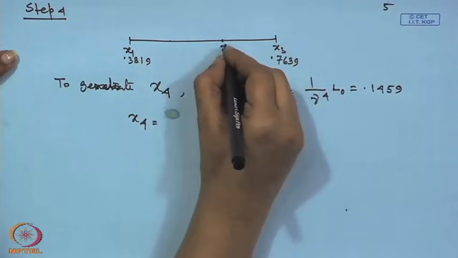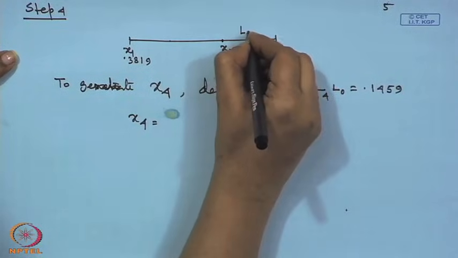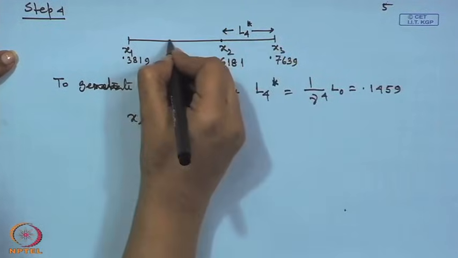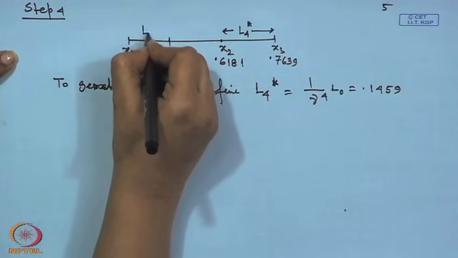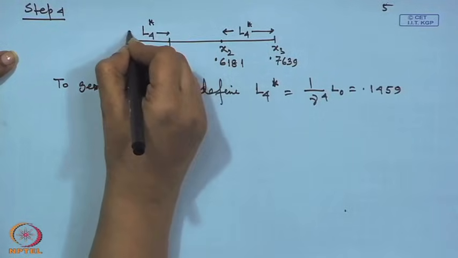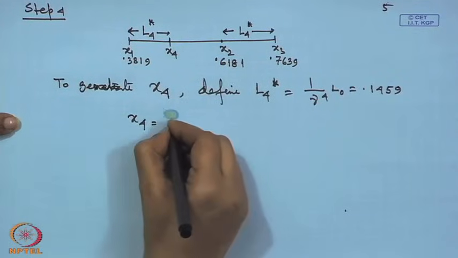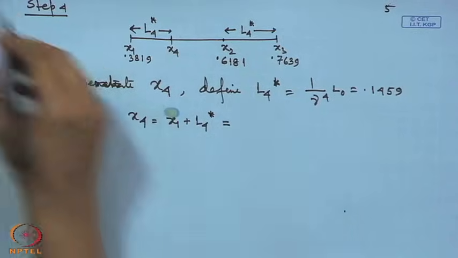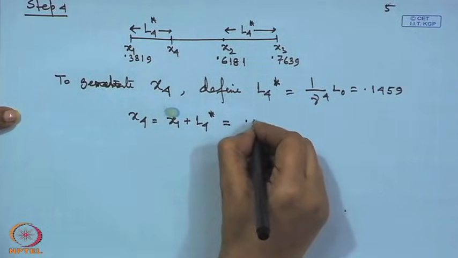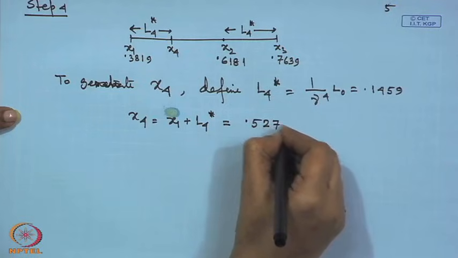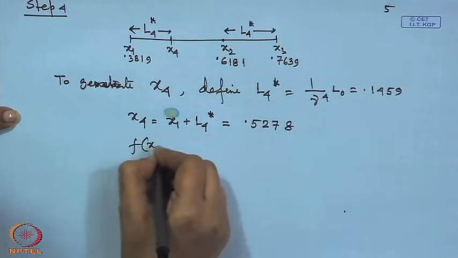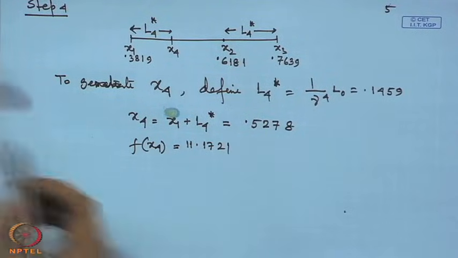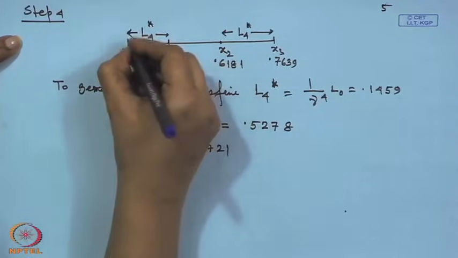If we just see the distance between x2 and x3, we will see that this is L4 star. Then certainly x4 must be here. Here it would be L4 star distance apart. That is why x4 would be is equal to x1 plus L4 star. That is, if we just add together, we are getting x4 is equal to 0.5278, and with the functional value x4 is equal to 11.1721.